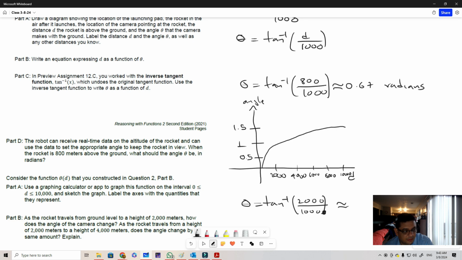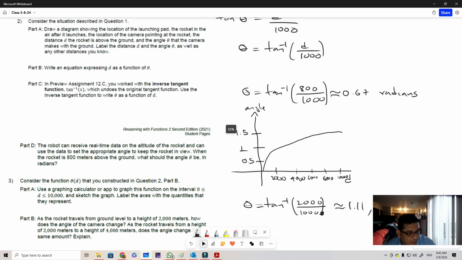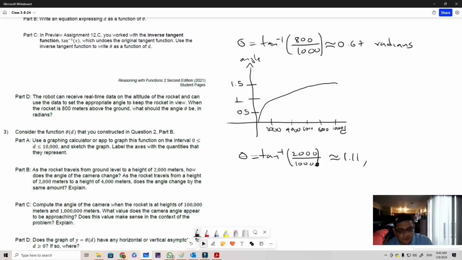And in 2,000 is going to be 1.11 radians, and then what we can do is also check what's going to happen when we're going on 4,000. And then calculate the difference of those two. So when we're in 4,000, this is around 1.33.